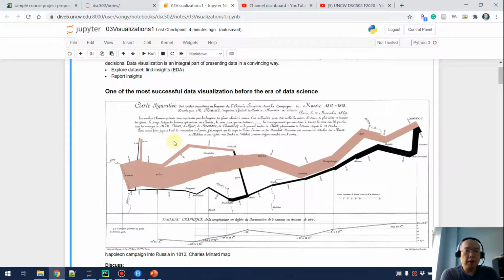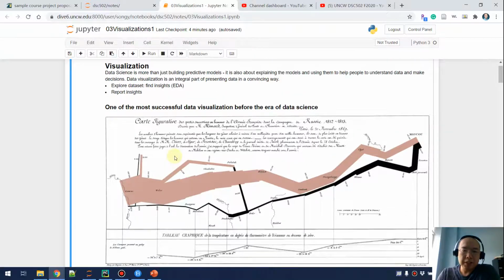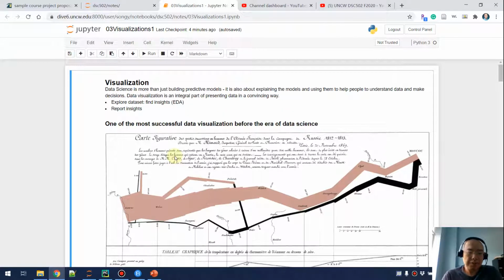Okay, let's move on, and we are going to start to talk about visualizations. And visualization, as I said in the earlier videos, is one of the important aspects I want to emphasize in my course. And why is visualization important?